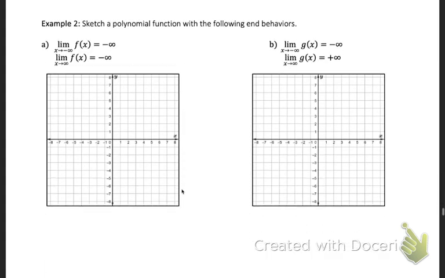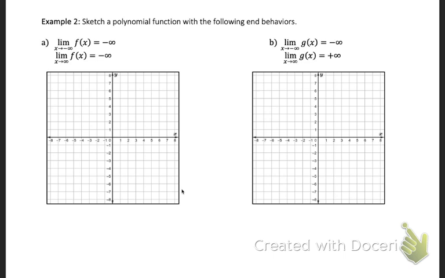Okay. Example 2 says, sketch a polynomial with the following end behaviors. So this is just practice reading what these limit statements mean. So the first one says the limit as x approaches negative infinity of f of x. Because that is the negative infinity side, this means this is what our left side does. And since it goes to negative infinity, our left arrow should be pointing down.